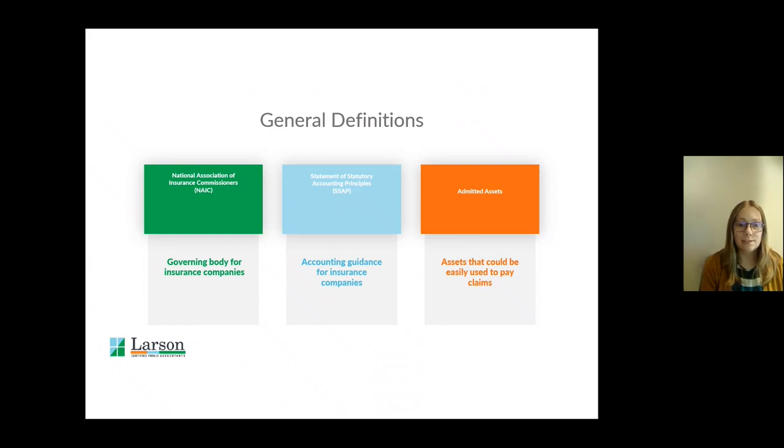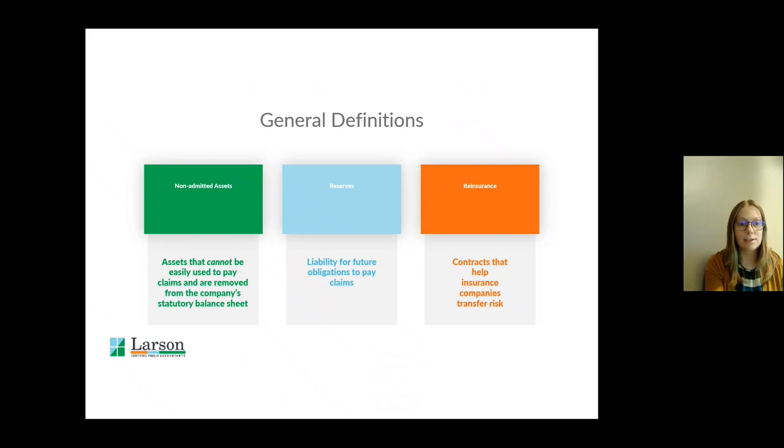Next is admitted assets. These are assets that could easily be used to pay claims. And this is unique to life insurance accounting and insurance accounting, where insurance companies take a very conservative approach to how they account for everything. And one of them is showing assets that can be used for future claims. And we'll be going over that more later.